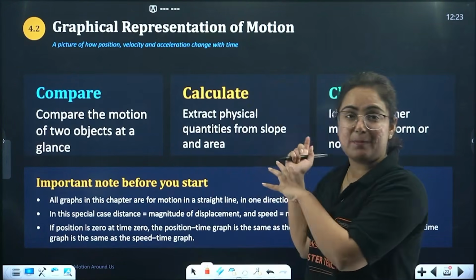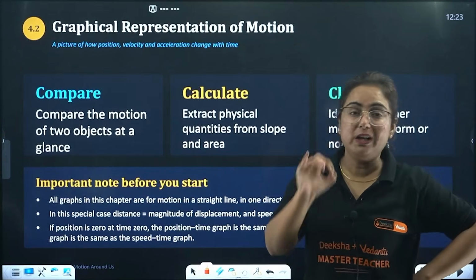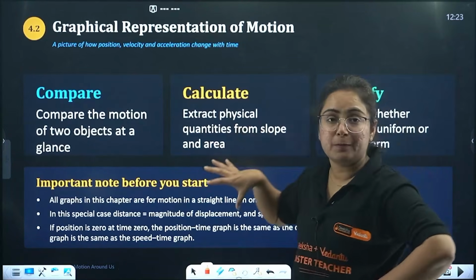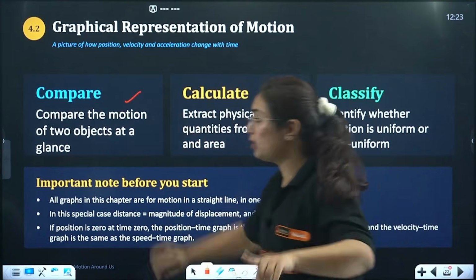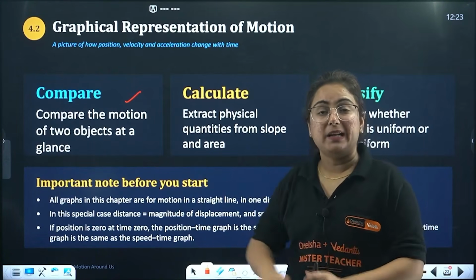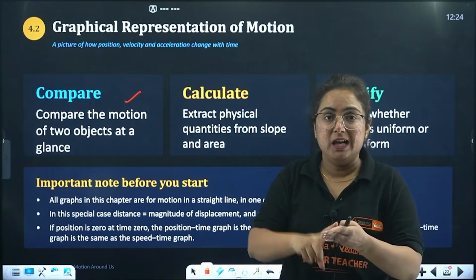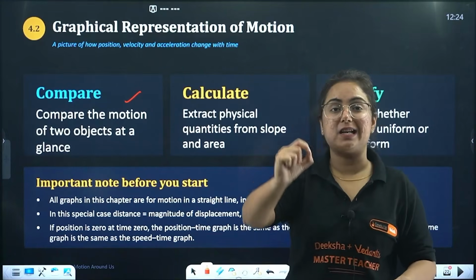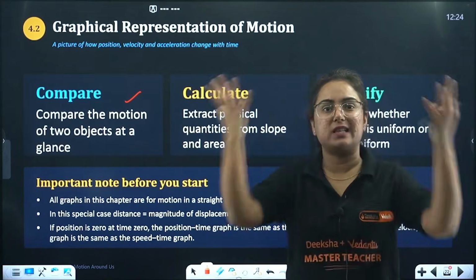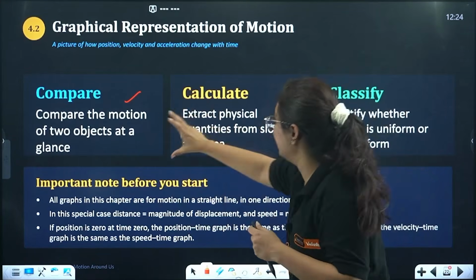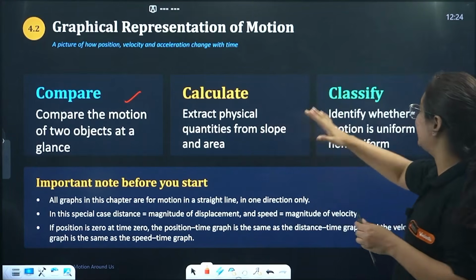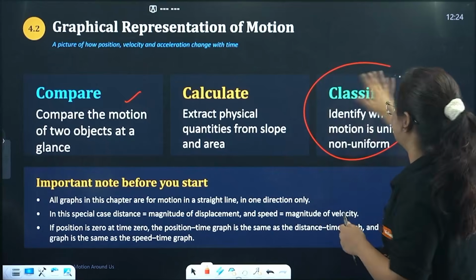I left one example in the previous slide because you will learn that with the help of these graphs. Why are we moving towards graphs in physics? It helps you to compare the motion of two objects at a glance. But up till now, the concepts we have read took the example of one single object. But now there might be multiple objects moving and we have to compare them. We have to calculate their exact physical quantity and classify them.